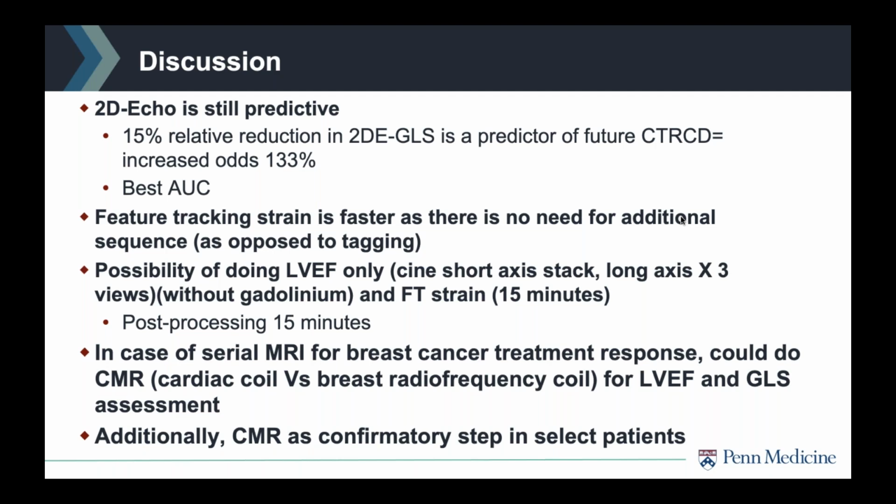There will be a possibility perhaps in the future of doing only the LVEF sequences, only doing the cine sequence and the short axis stack on MRI, and also the long axis in the apical 4 chambers, 3 chamber, and 2 chambers. And that doesn't need to have any gadolinium. And performing your feature tracking strain as post-processing. So acquisition of image would be about 15 minutes, and post-processing maybe another 15 minutes. And perhaps this could be used in case of serial MRI need for breast cancer patients to see if there's any response in the treatment.